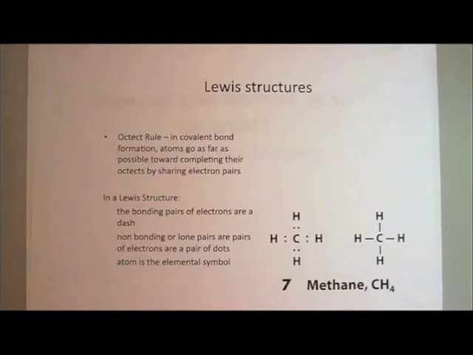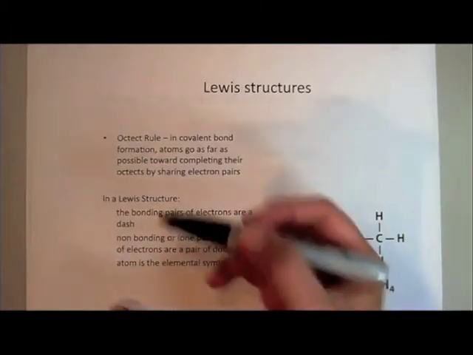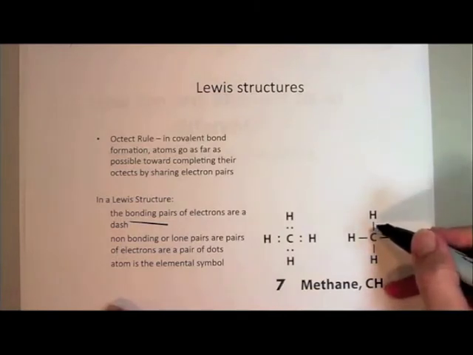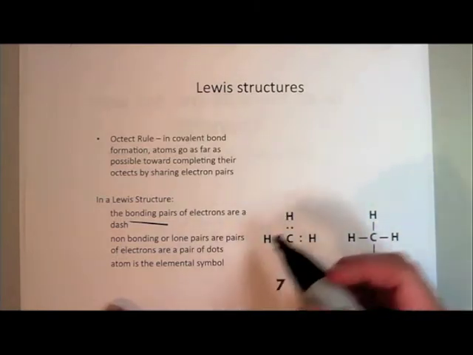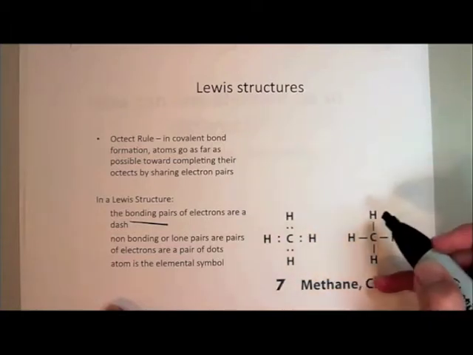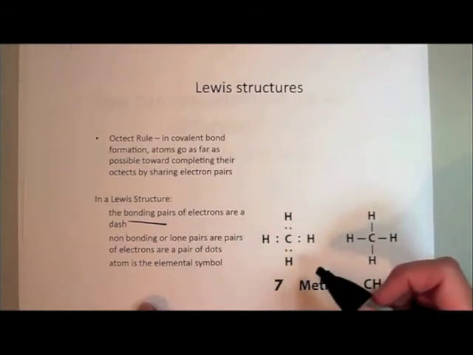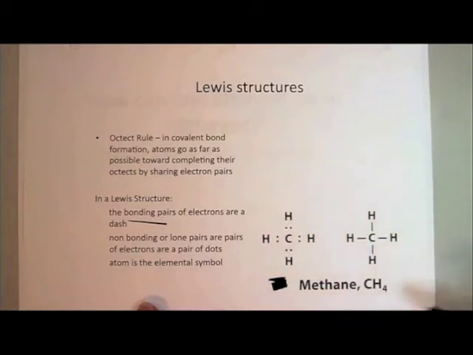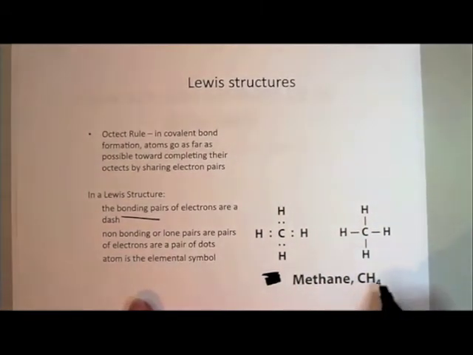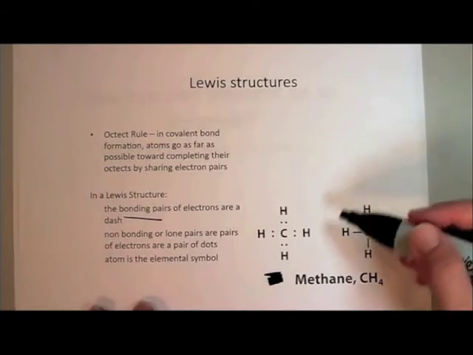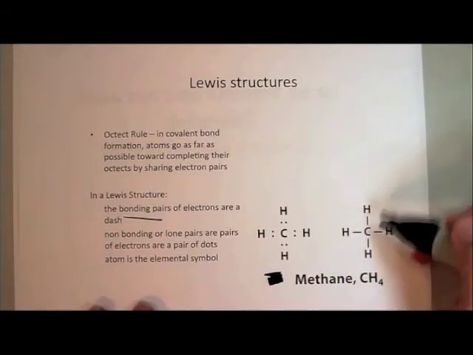All right, this is a review from the end of the last lecture. In the Lewis structure, the bonding pairs are a dash, the non-bonding pairs we leave as dots, and the atom is the elemental symbol. In this particular example, methane, the chemical formula is CH4, which you've memorized. This is the way that these covalent bonds are formed.